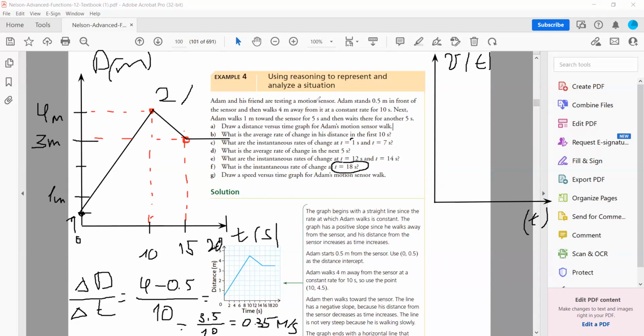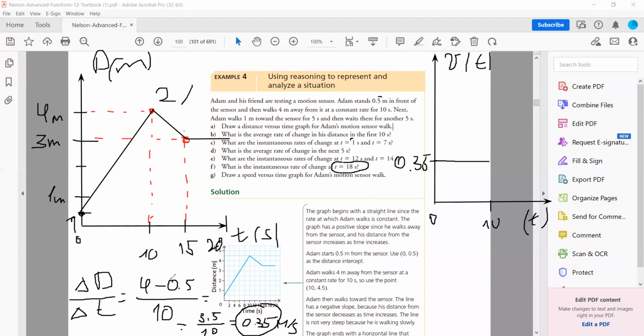Speed versus time graph. So we know that from 0 to 10 seconds, Adam walks away at a constant rate. So it means he walks away with a constant speed. Let's assume, and we know the speed actually. Look here, it's 0.5 meters per second. So let's say 0.35 meters per second would be somewhere here. So from a moment of time, from t0 to t10, we're gonna have constant speed.